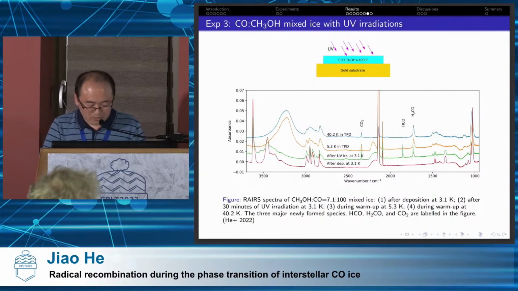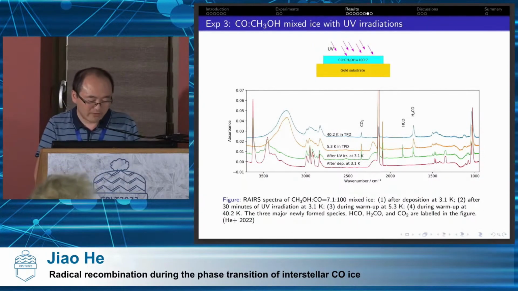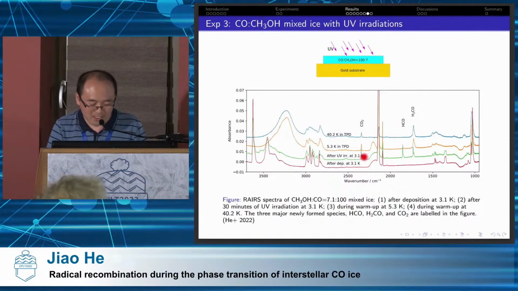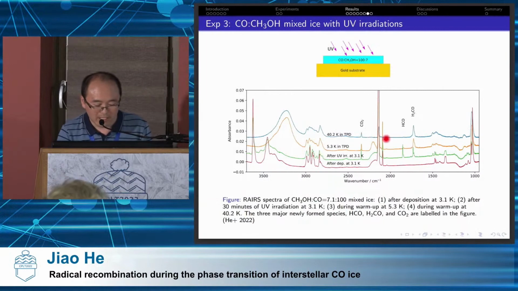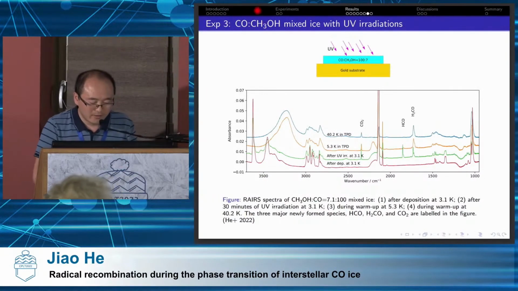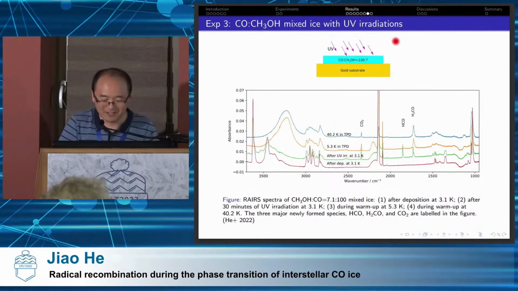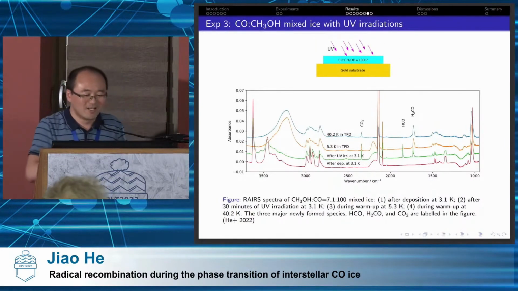And then the blue curve, the green curve shows the one after UV irradiation. So new species are formed, such as CO2, HCO, and H2CO. And then we warm up the ice to 5.3 Kelvin.